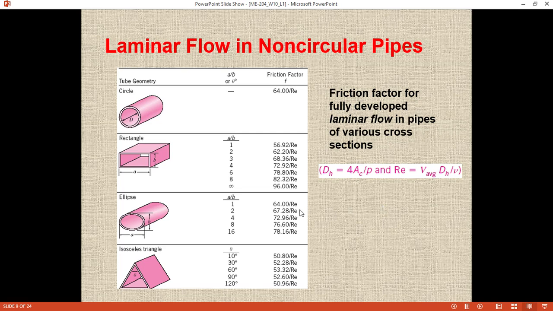Here are the equations you can see for the elliptical shape, and here for the triangular cross section pipe or duct, whatever we are using. So this is how we convert a non-circular duct or pipe into a hydraulic diameter, and this will help to solve problems for a non-circular pipe.